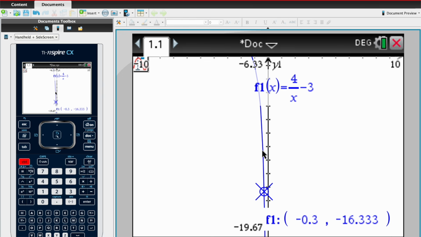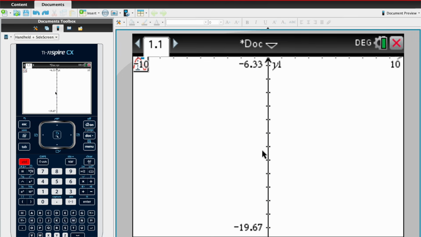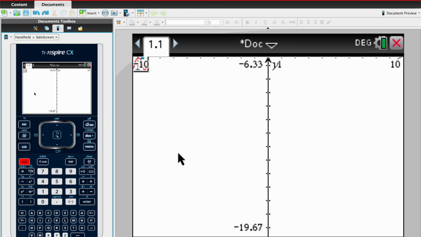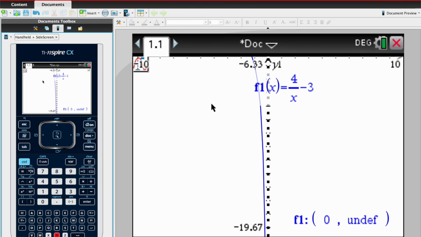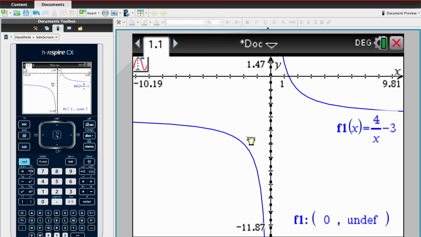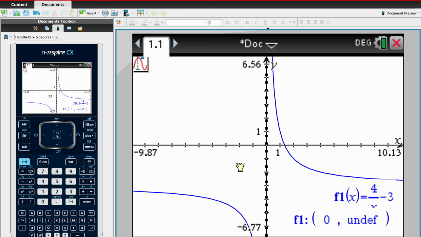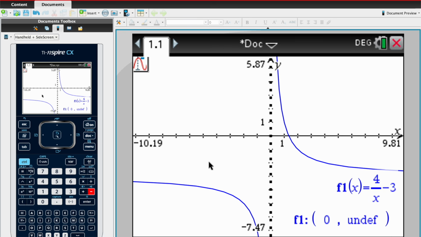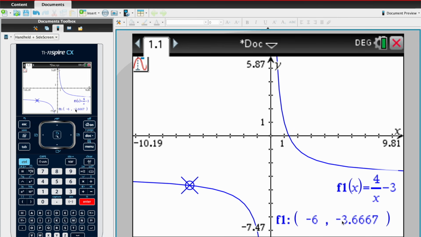So I'm going to go back here. Whoops. I think I lost this function. Let me see if I can Control Z and get it back. There it is. Okay. So here we go. Once again, when we have a value of negative 6, we're at this value of negative 3 2/3, and as we move to the right, we go increasingly negative.